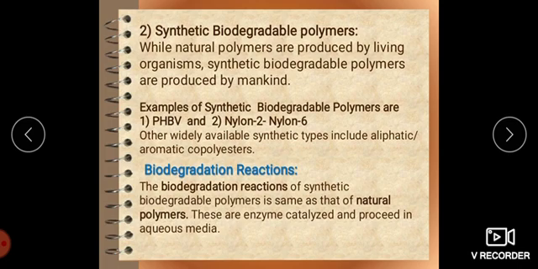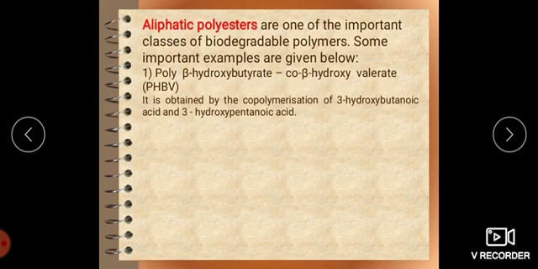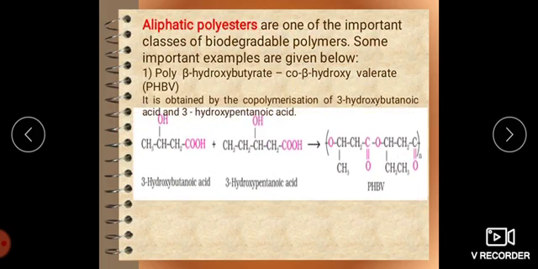And the biodegradation reaction for synthetic polymers is the same as that of natural polymers. These are enzyme catalyzed and proceed in aqueous medium also. Aliphatic polyesters are one of the important classes of biodegradable polymers. Some important examples are given here.